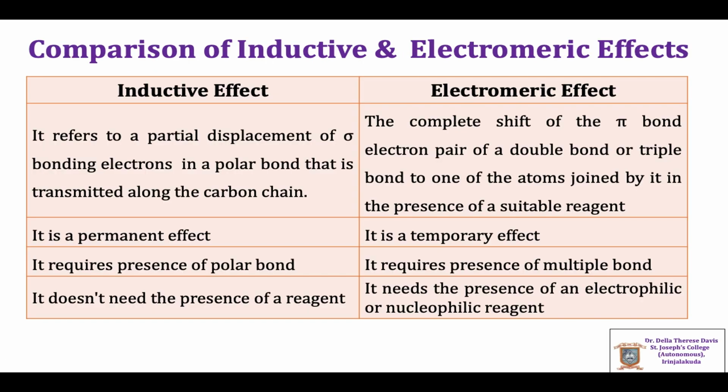Now let us compare the inductive and electromeric effects. Inductive effect refers to the partial displacement of sigma bonding electrons in a polar bond that is transmitted along the carbon chain. Whereas in electromeric effect, there is a complete shift of the pi bonding electron pair of a multiple bond to one of the atoms joining the bond in the presence of a suitable reagent. Inductive effect is a permanent effect that operates in organic compounds, whereas electromeric effect is a temporary effect.